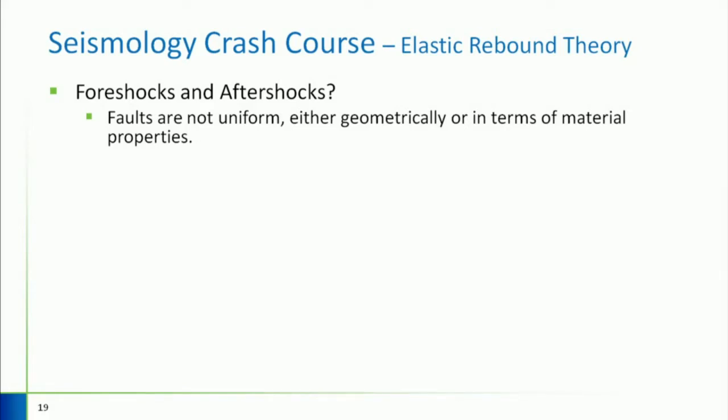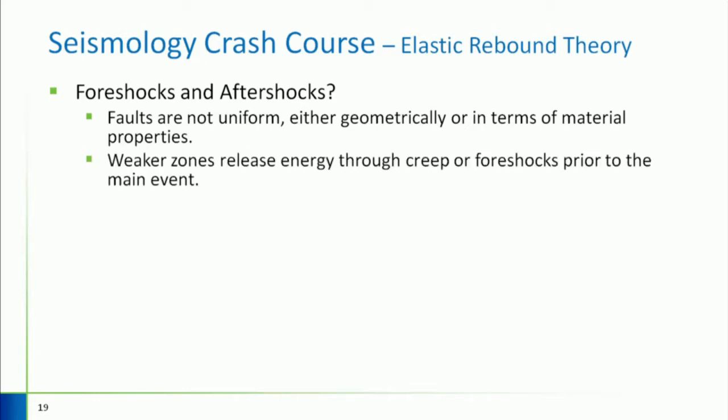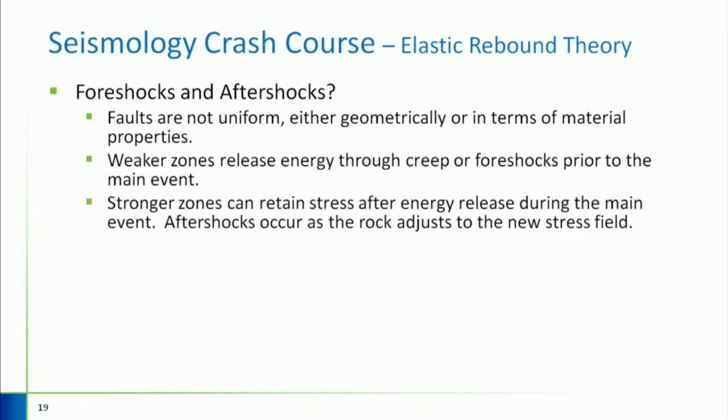So all of these faults are not uniform. There are anomalies. There are strength anomalies. There are geometric anomalies. So some of these will slip a little bit earlier than the rest, and the rest will hold it. That is what they call a foreshock. But you have stronger zones that, if the entire thing releases except for this one section, you're going to spread that stress to that section, and eventually it's going to go, and that is how they define aftershocks.